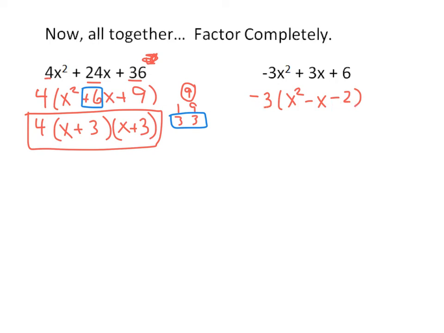Now, I'm going to go off to the side and look for values that are factors of negative 2, this term right here. And that will be 1 times negative 2. And that does, in fact, add up to the negative 1. That's the coefficient of x. This adds up to negative 1. So, I write my negative 3, my 2 sets of parentheses, x times x. I'm going to put a plus 1 and a minus 2.